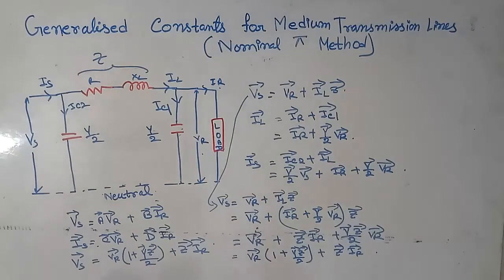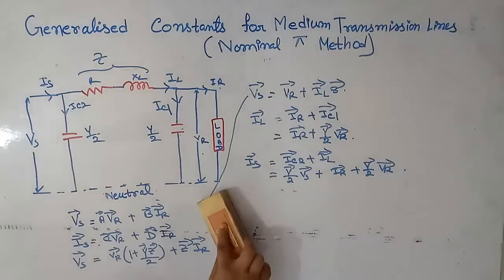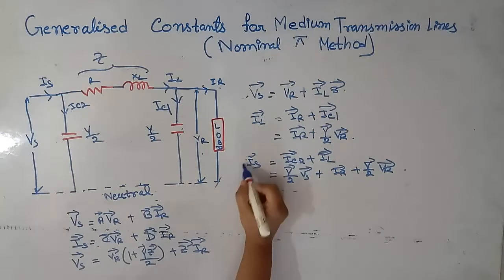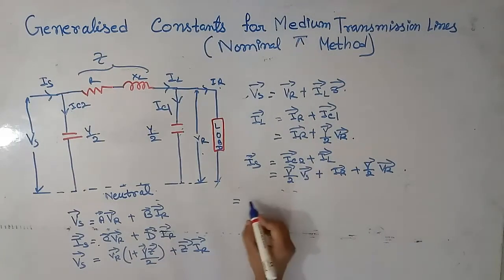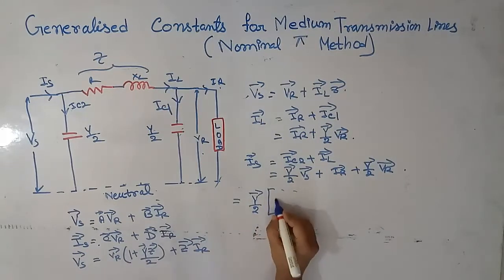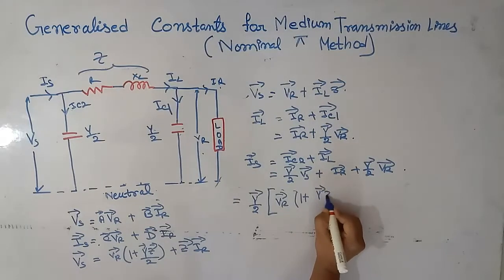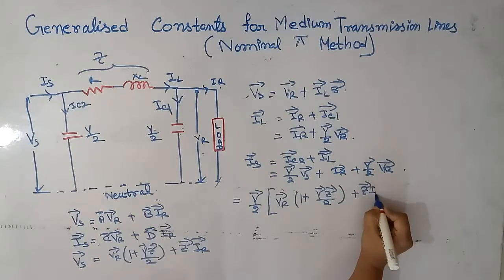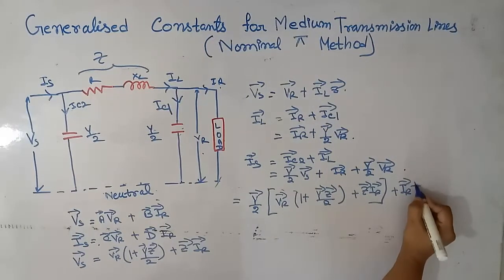Okay. Now IS is equal to this. We put the value of Vs. So Y by 2 Vs is equal to VR (1 plus YZ by 2) plus ZIR plus IR plus Y by 2 VR.